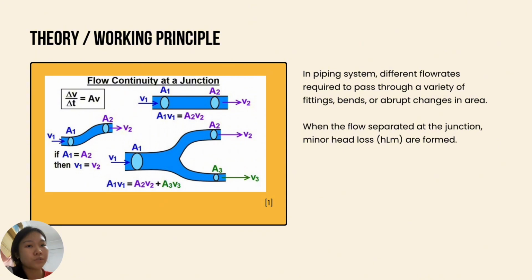For my part, I will talk about theory and working principles. In the piping system, different flow rates have to pass through a variety of fittings, bends, or abrupt changes in area. A1V1 meeting at the junction will produce A2V2 plus A3V3. So we can conclude that when the flow is separated at the junction, minor head loss, which is the HLM, will form.